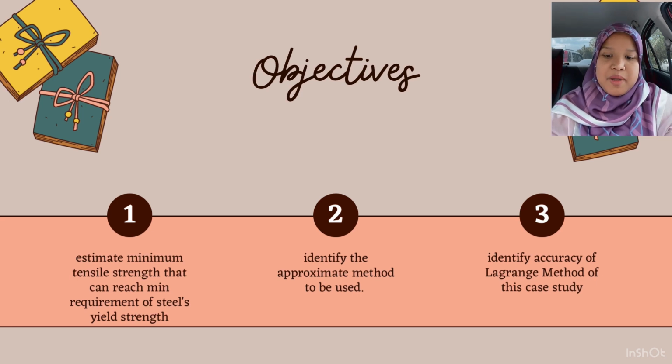There are three objectives of this study. The first is to estimate the minimum tensile strength that can reach the minimum requirement of steel yield strength. The second is to identify the approximate method to be used. And the third is to identify the accuracy of the Lagrange method in this case study.